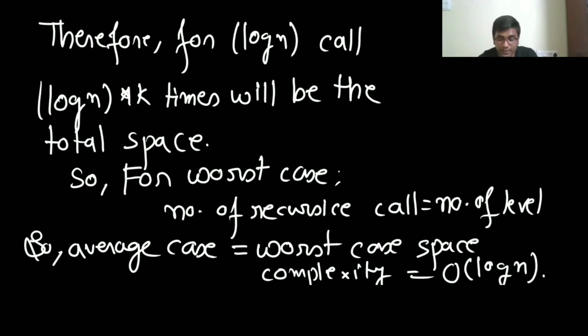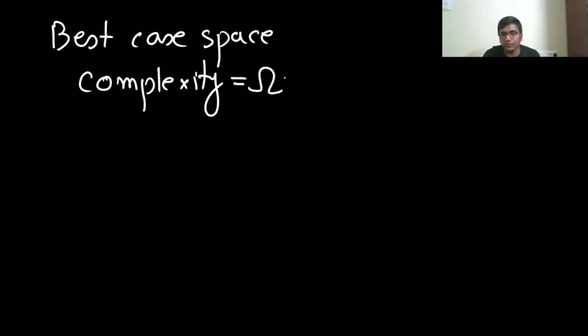What is going to be the best case space complexity? Please comment. In the worst case, the number of recursive calls is the number of levels, so average case and worst case space complexity is going to be O of log n. Whenever you are saying best case space complexity, try to write it in omega. Best case space complexity is going to be big omega. Understood?